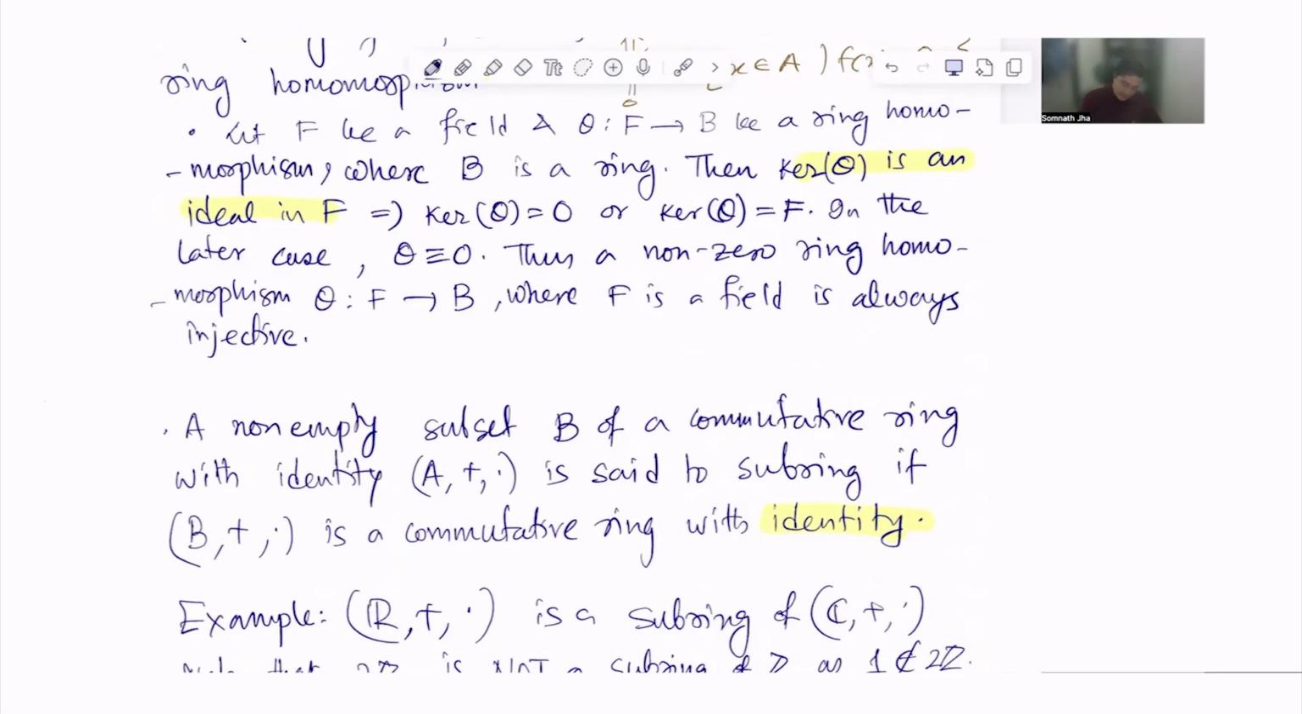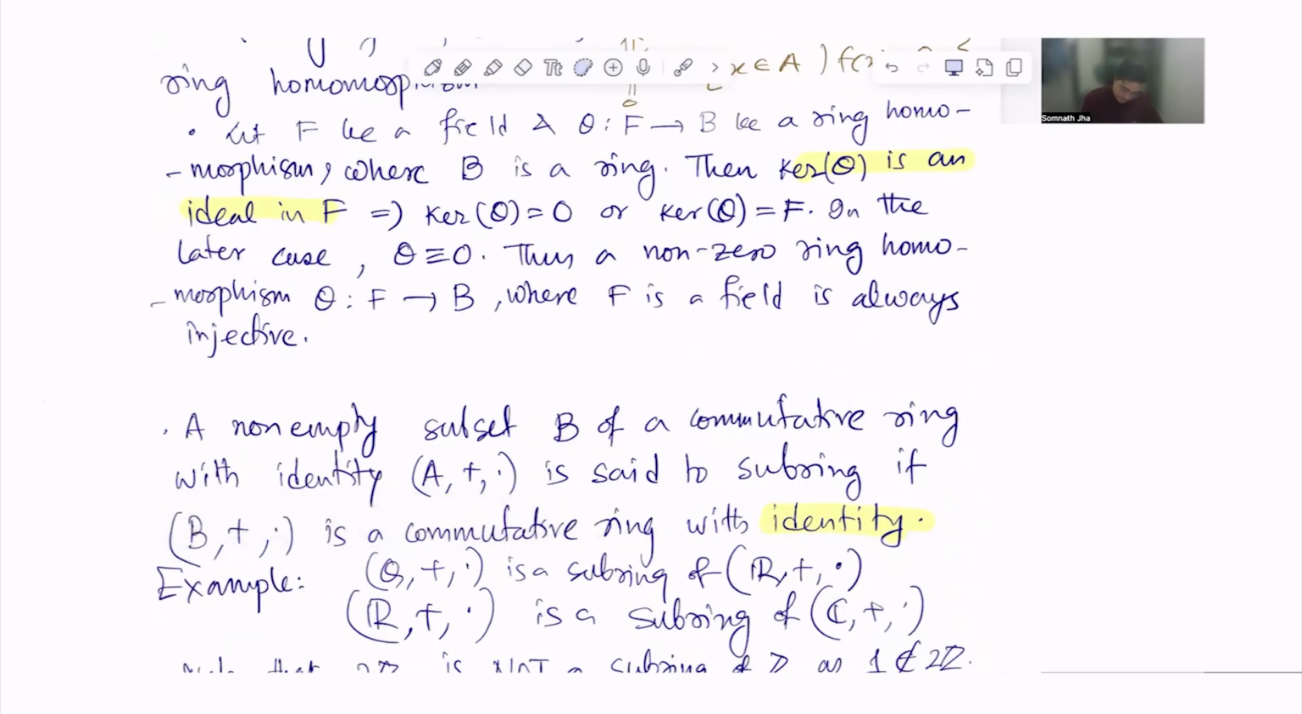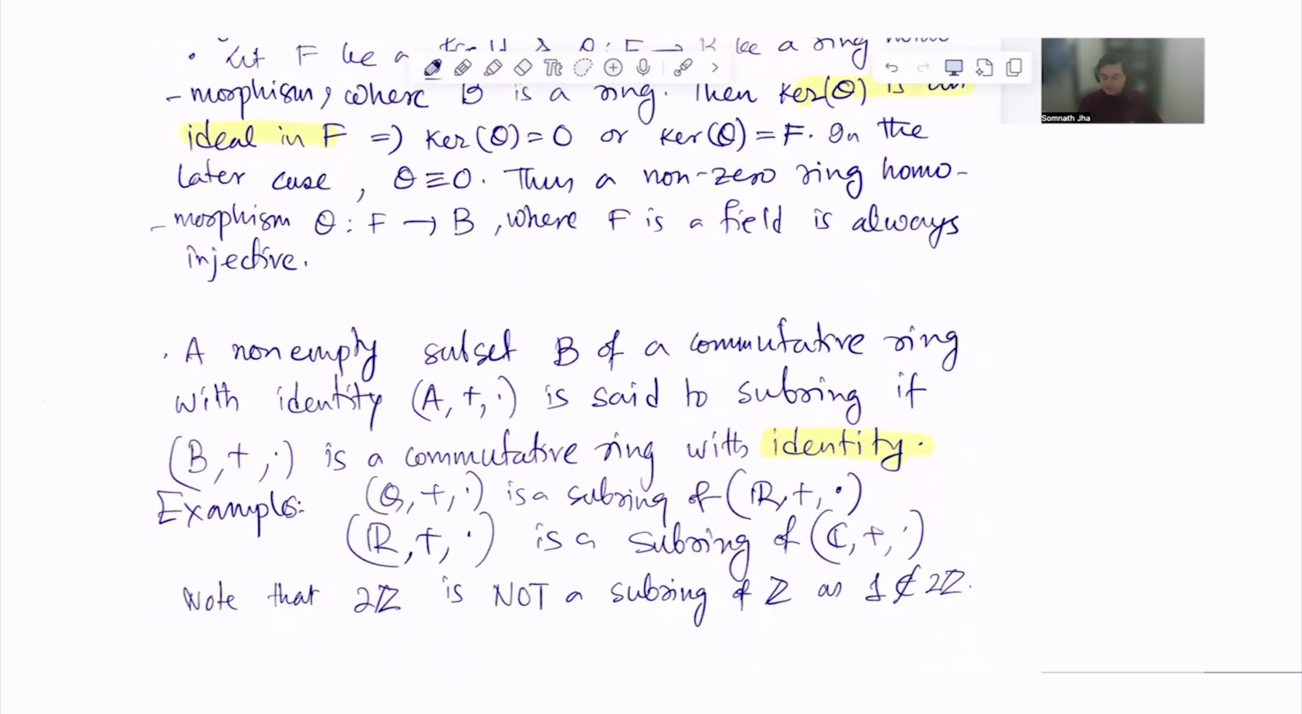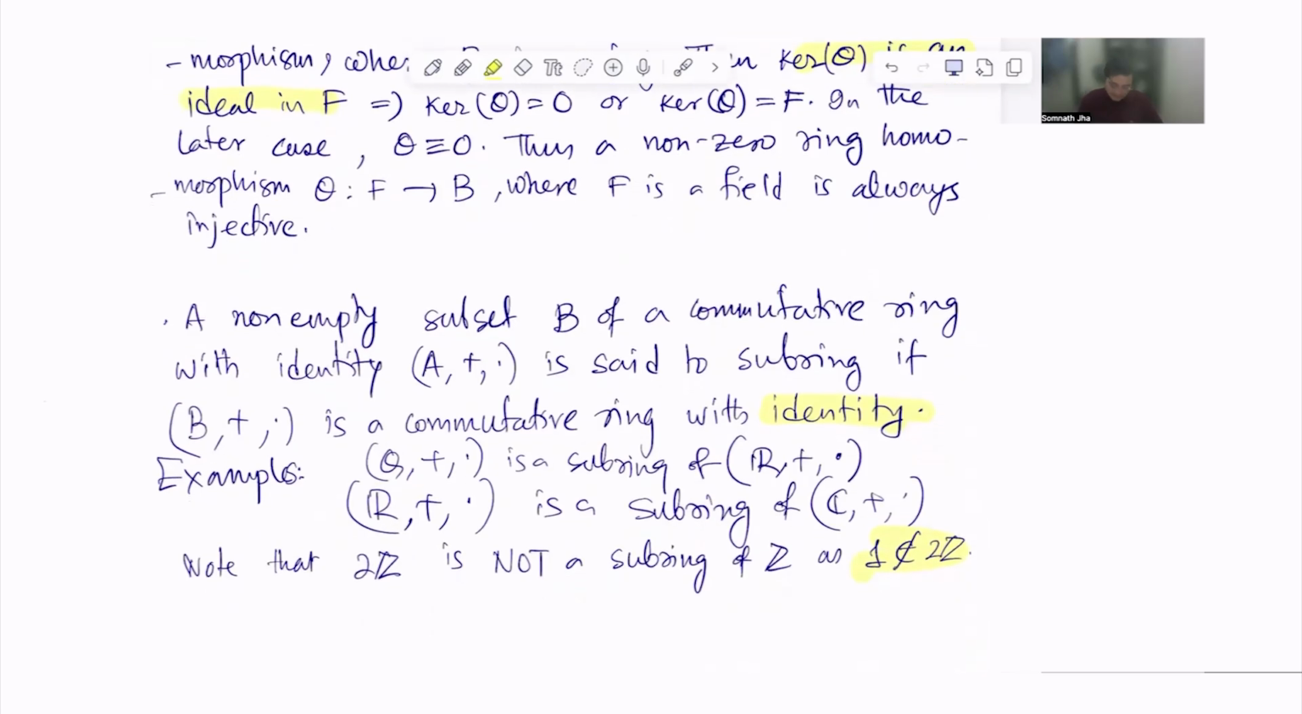Or the set of rational numbers, similarly, Q with plus and dot is a subring of R with plus and dot. These are some examples. Note that 2Z is not a subring of Z because we insist on identity. One doesn't belong to 2Z, so 2Z is not a subring. A subring must contain 1.